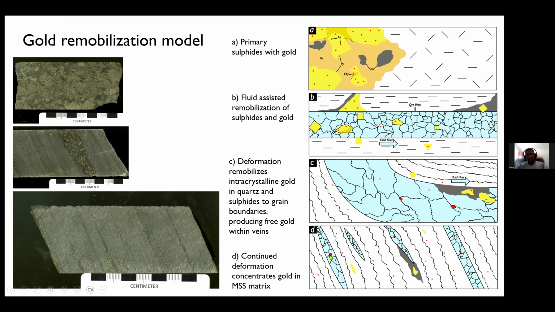But some of this gold will be expelled to the margin of the veins, and they'll be entrapped in the matrix, increasing the value of gold in the host rock as well. That might produce something that looks like this, where you have a highly schistose rock with these little veins or veinlets of quartz that have some sulfides and gold. And this is typically what we do see in the main zone at the Goliath Gold Deposit.